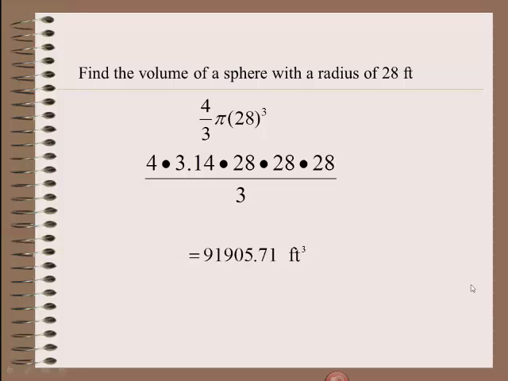If I do that, I get 91905.71 feet cubed. I do 4 times 3.14 times 28 times 28 times 28 divided by 3. Copy that down.